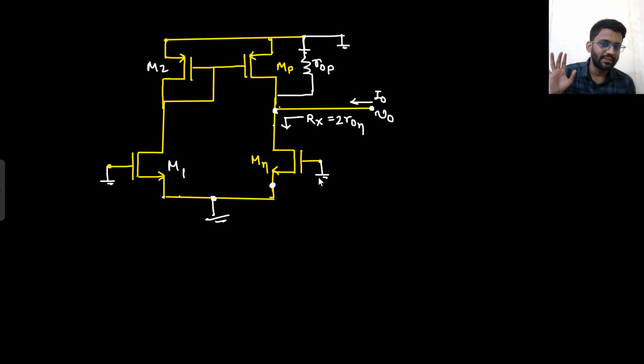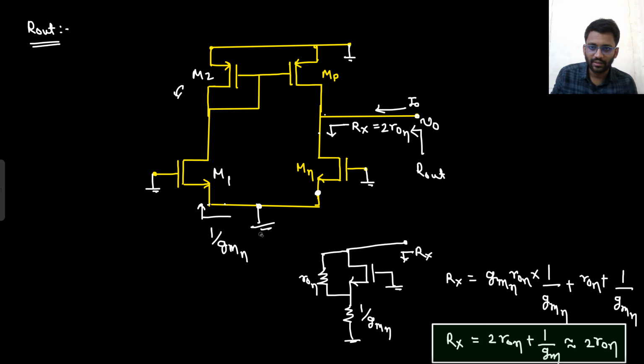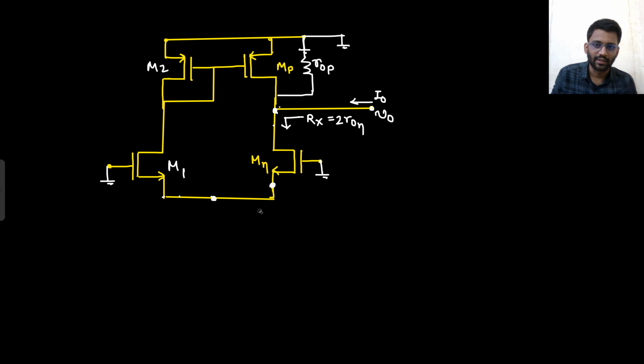But from downward, what do I see? V0 by, and forget about this ground. There is no ground here. Sorry about that. So in the downward direction, what do I see? V0 by Rx, and Rx is 2R1. So what I can say is that V0 by 2R1 current I can see now, in the downward direction.